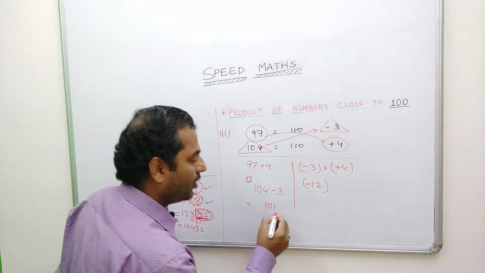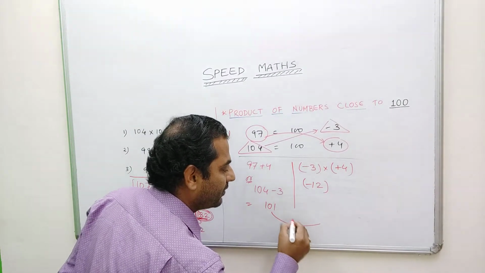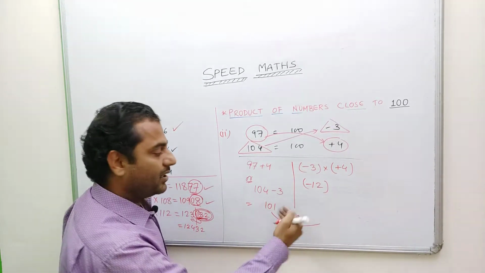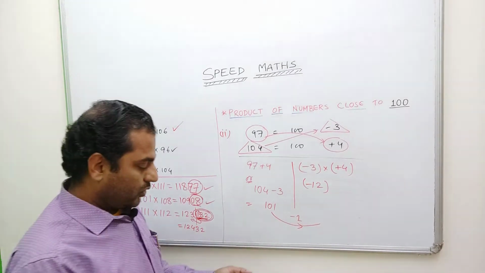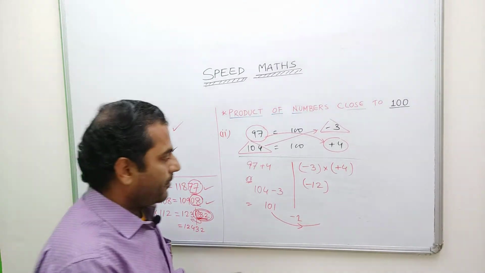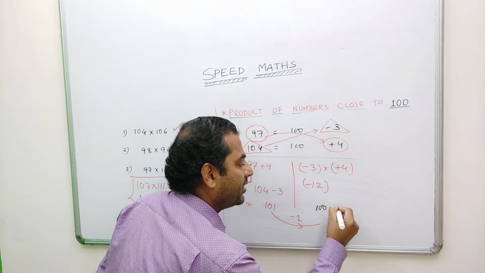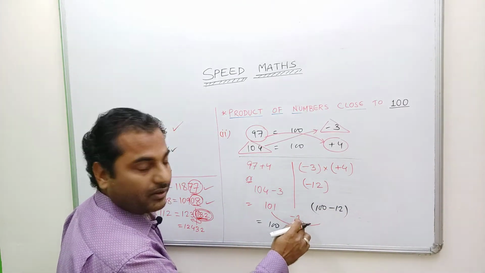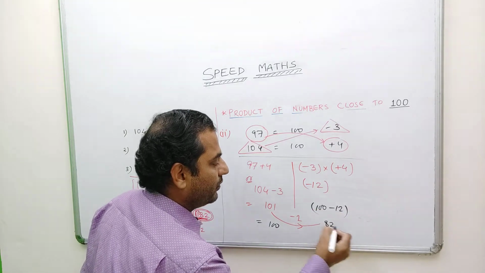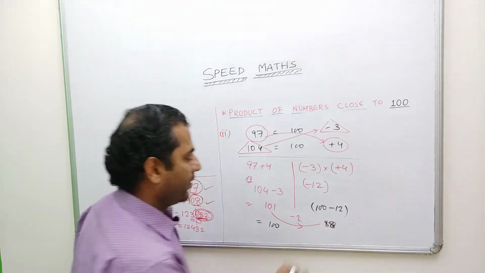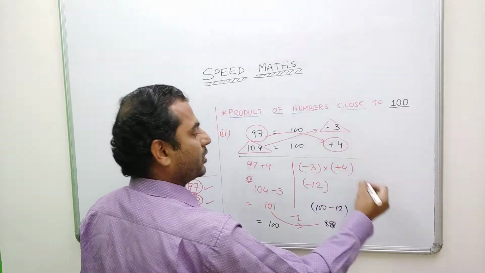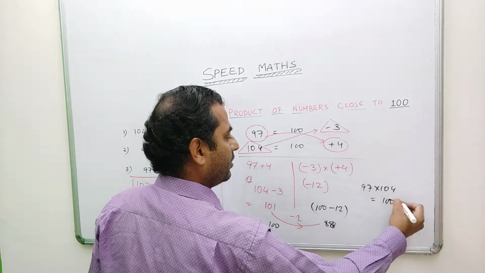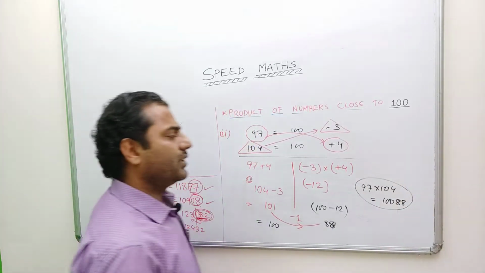So in this particular case, what we have to do is borrow 1 from the left hand side. The moment we borrow 1 from this side, it will become 100 on the right hand side. So let me change the color of the pen. So this will become 100 minus 12, and this 101 will become 100 because you have borrowed 1, and this 100 minus 12 comes out to be 88. And therefore the final answer of this product, 97 into 104, will be 10088. And all these calculations we can do mentally.